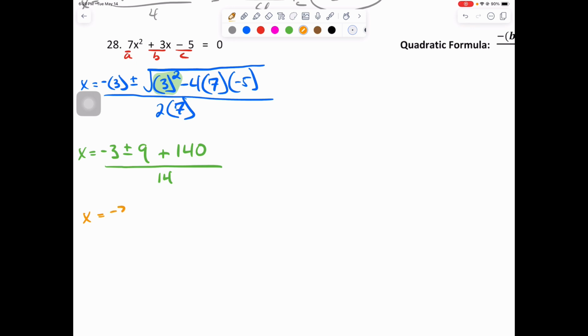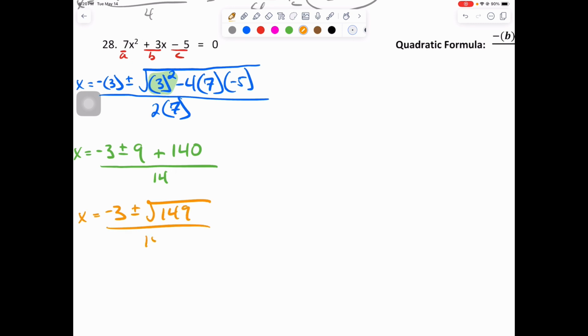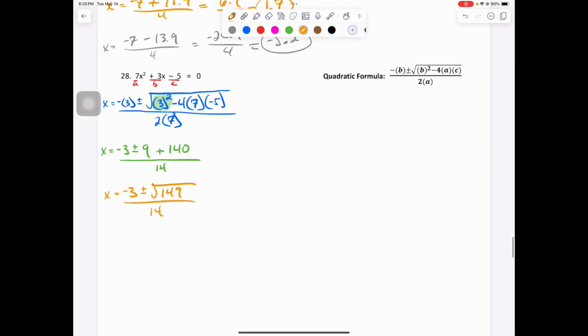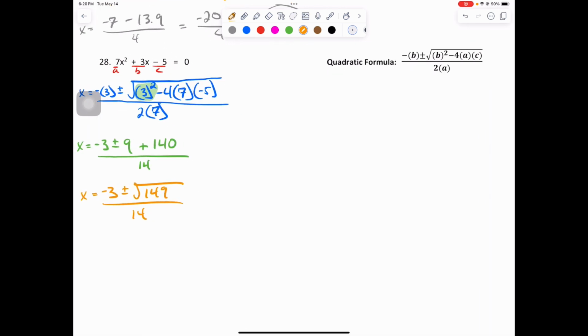X equals negative 3 plus minus the radical of 149 over 14. Now, when we're left with this radical here, and again, I'm sorry I forgot to put that there. I should almost go back and remake this, but I'm not going to lie, I'm getting a little tired.